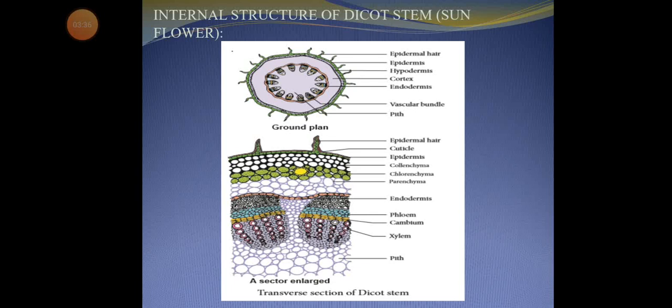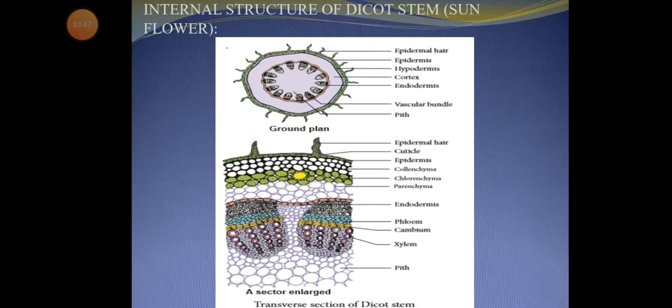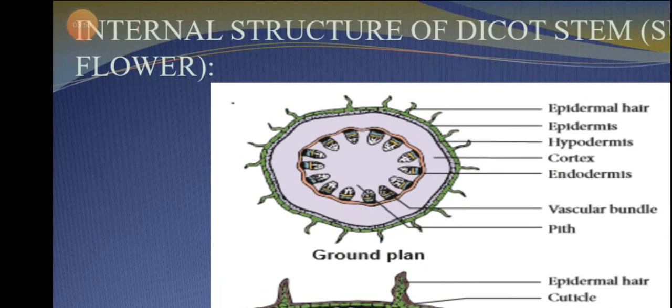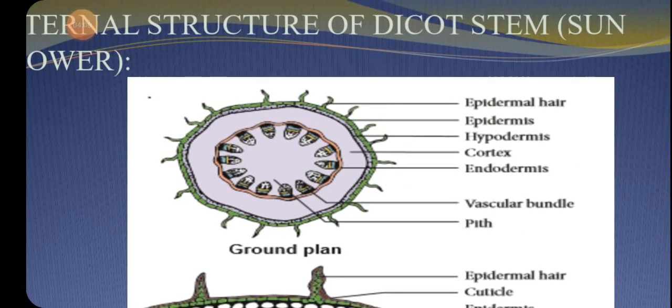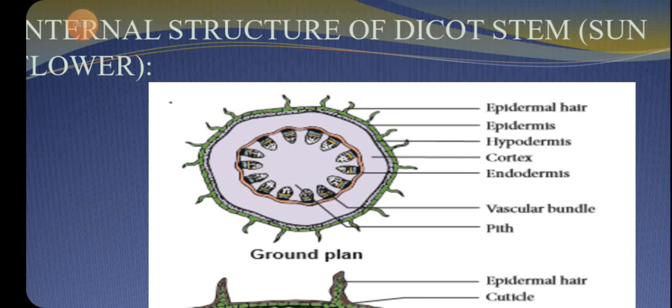Now the internal structure: how the internal structure of plants is organized in nature, how God has created it. That we have to see. If we cut the stem, commonly we can see a round structure. That is the internal structure of the dicot stem, shortly called the TS of dicot stem. Here the example plant is sunflower.